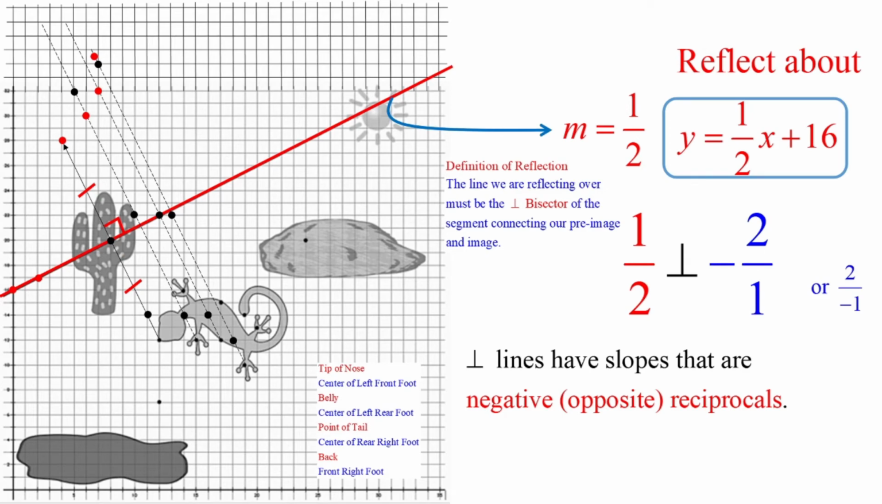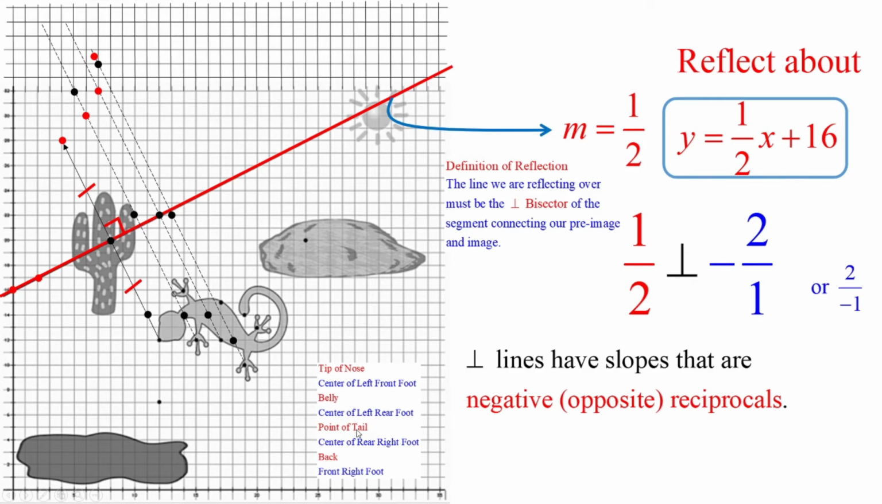Now, where are we at? That was the center of the rear right foot. So now we've got the back. And the back is where? Right here. So let's apply our slope again. 2 over negative 1. Right there. Did I skip one? Let me go back. After the left rear foot. Oh yeah, I was right there.